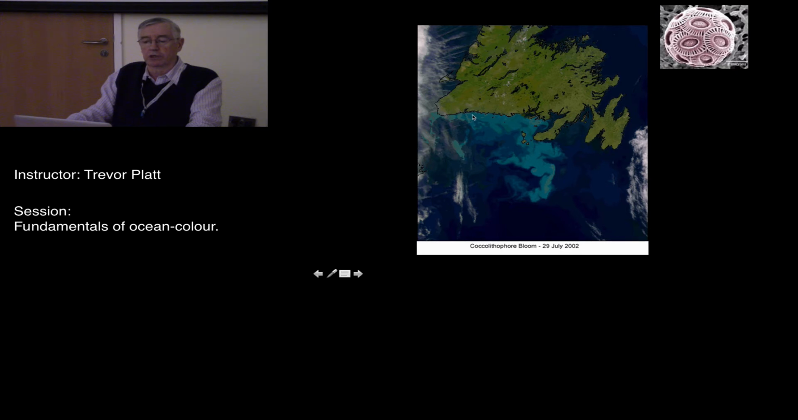this turquoise water will come up on the coast of Newfoundland, and the people phone up the radio station and say, what's going on, you know. It's an example of where we can identify a particular phytoplankton group just by inspection of the ocean color image.